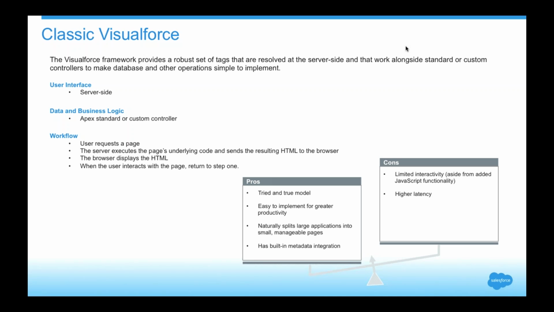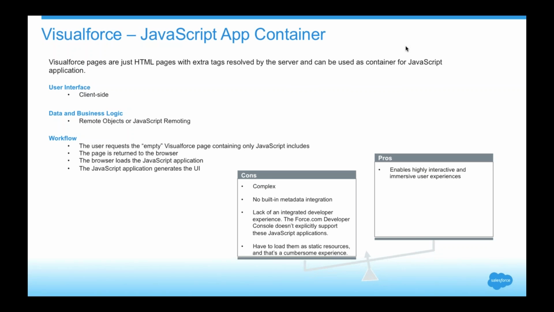Obviously I gave the pros and cons because Amex wanted to know exactly what the pros and cons were, why they should go to Lightning and why they should not. Then you have Visualforce with the JavaScript app container. It's on the client side, right? As you can see, I am building the case slowly. You can use remote objects or JavaScript remoting, right? And then the con is that it's very complex.